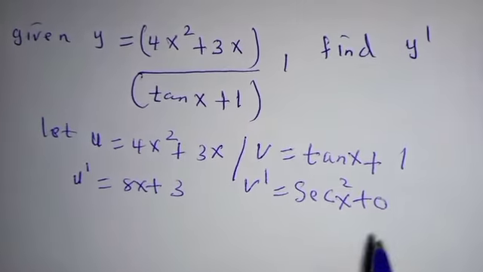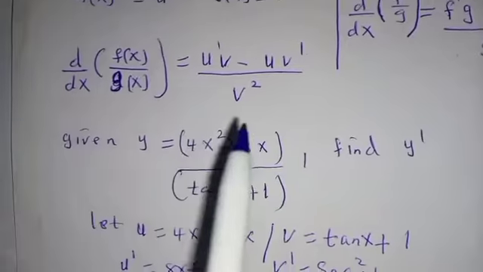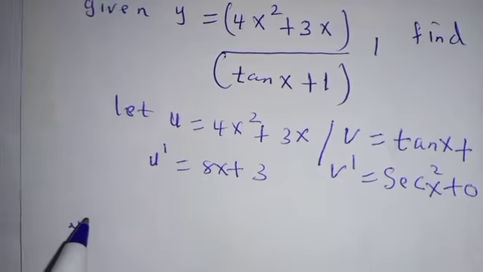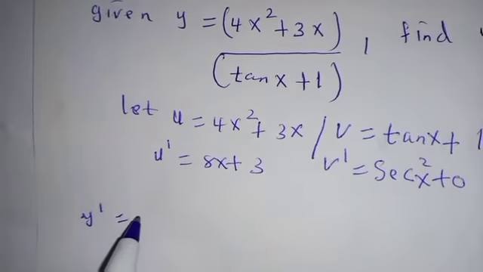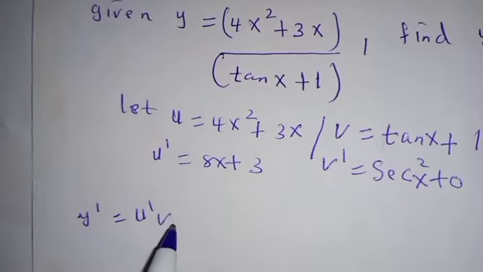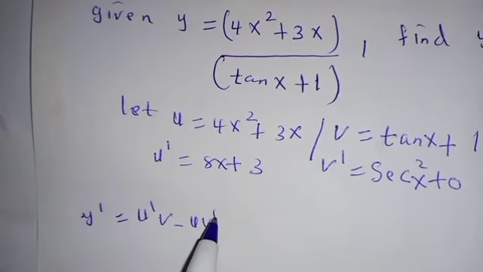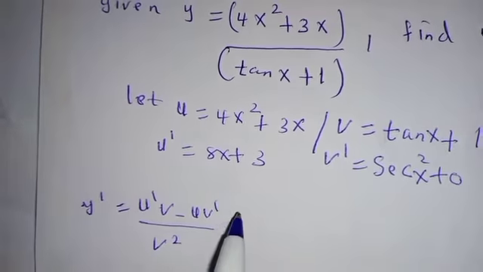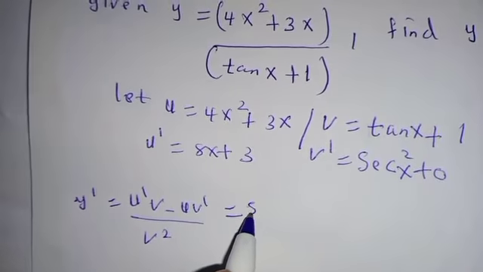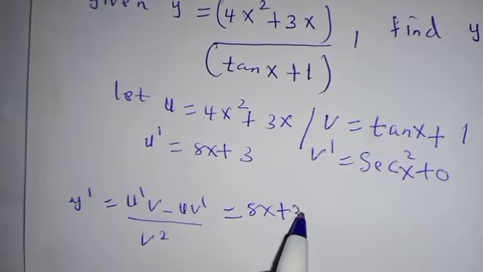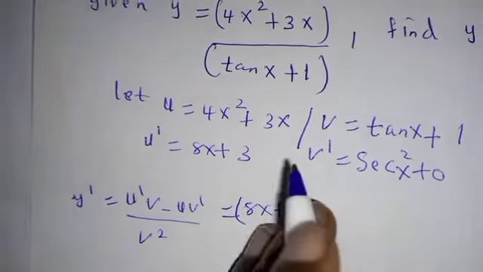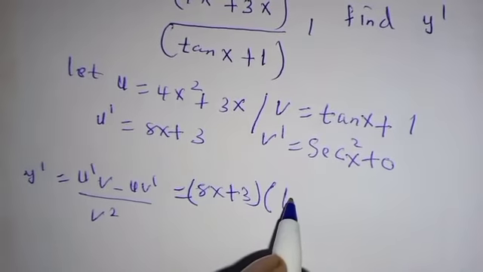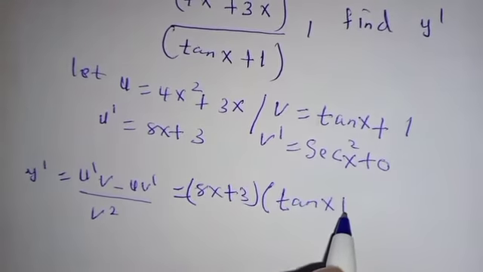plus 0. Then you apply the rule, the quotient rule is here. We apply this quotient rule. So our y prime is equal to u prime multiplied by v minus u v prime, divided by v squared. So you substitute, our u prime is 8x plus 3. You multiply by our v, which is tan x plus 1.